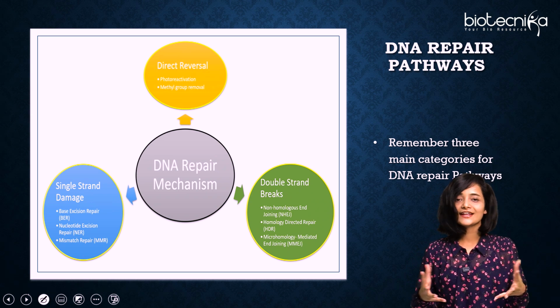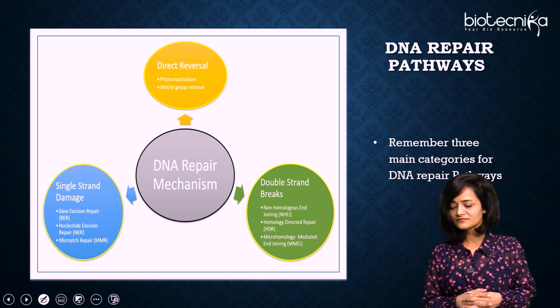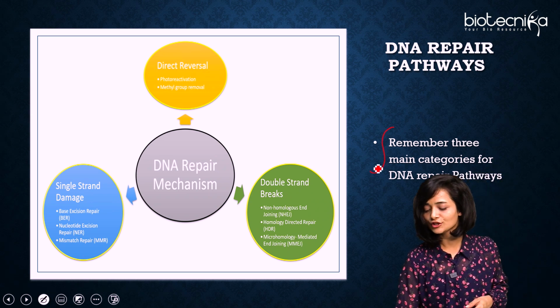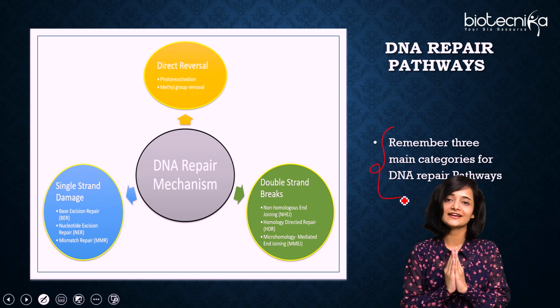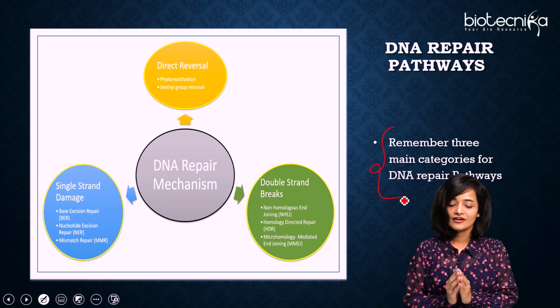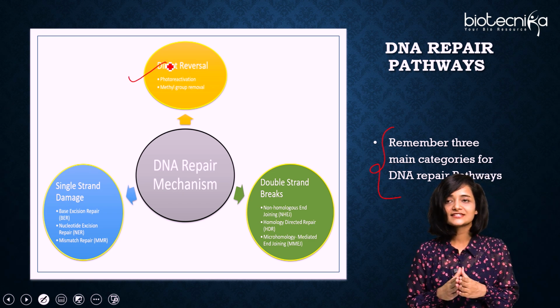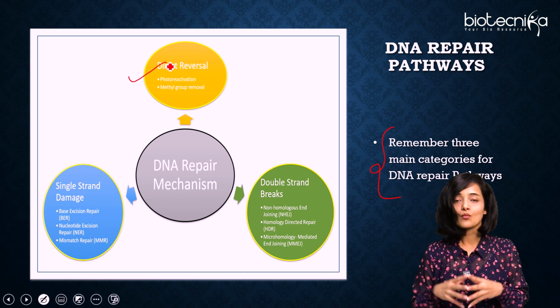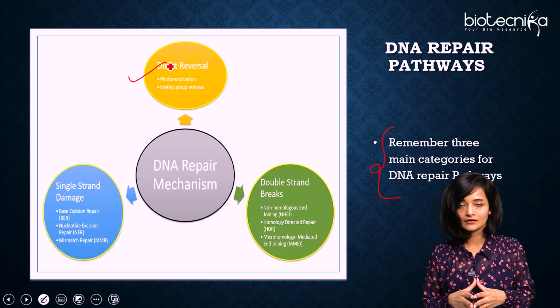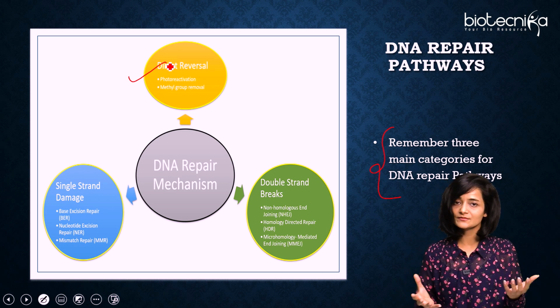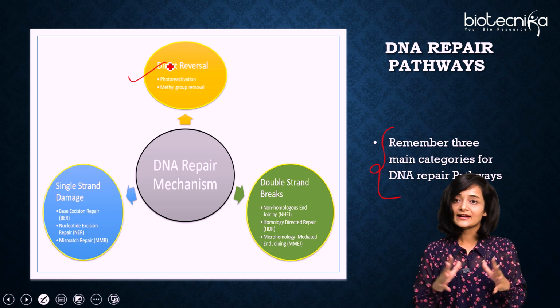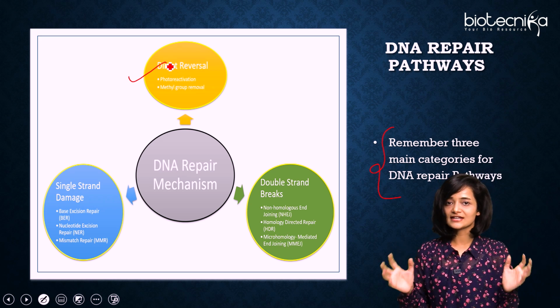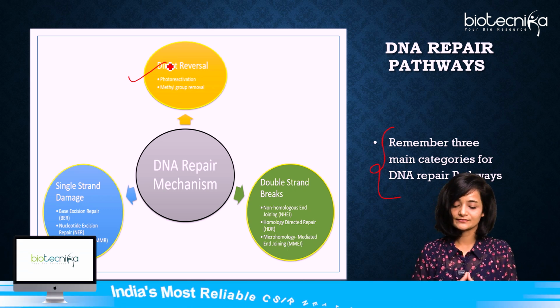Then comes the DNA repair pathways. Here you need to remember all the 3 main categories of DNA repair pathways. First is the direct reversal. Like what are the kinds of events that are going on here and what are the enzymes that are involved. Both of these things you need to remember respectively for each of the different types of DNA repair pathways.